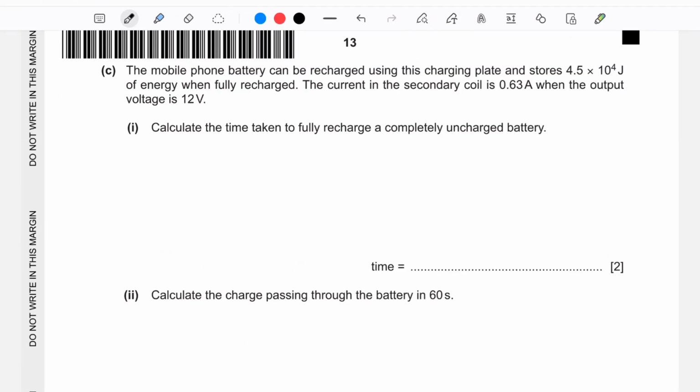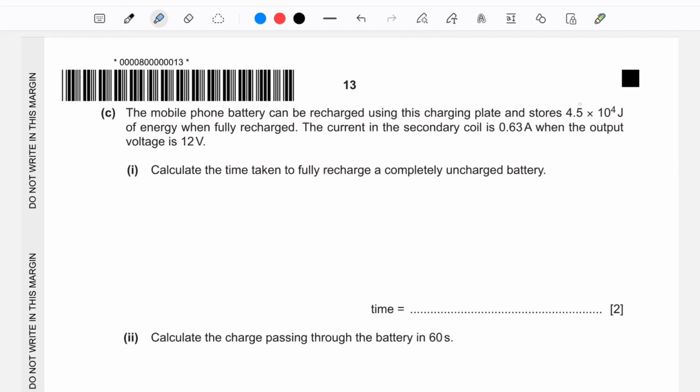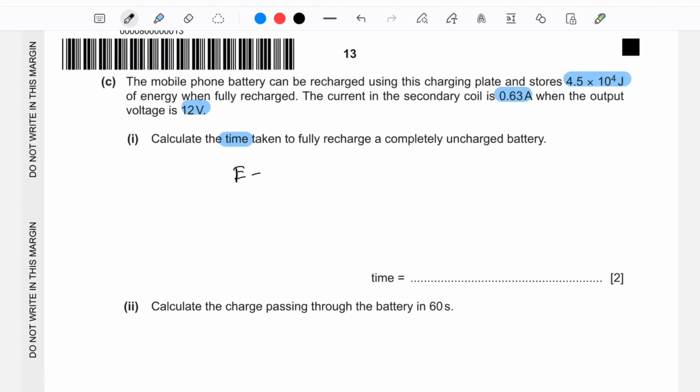Part C. The mobile phone battery can be recharged using this charging plate and stores 4.5 times 10 to the power 4 joules of energy when fully recharged. The current in the secondary coil is 0.63 amps when the output voltage is 12 volts. Calculate the time taken to fully recharge a completely uncharged battery. We have the energy, we have current, and we have voltage. And we are asked to find a time. We can use this equation to find the time taken.